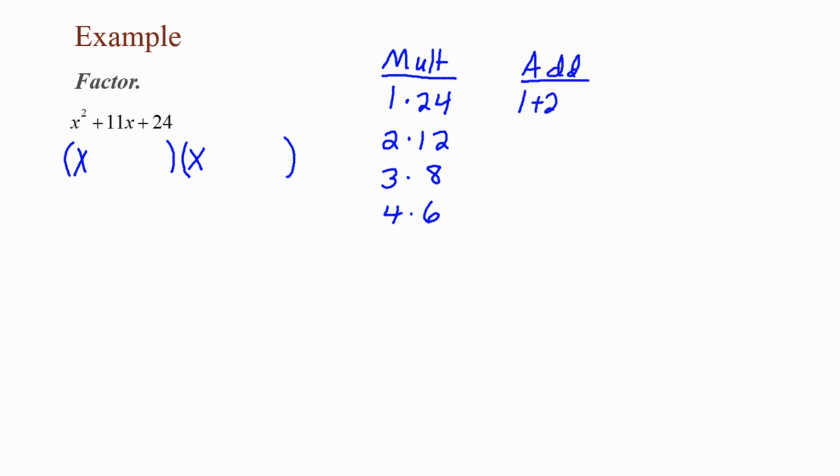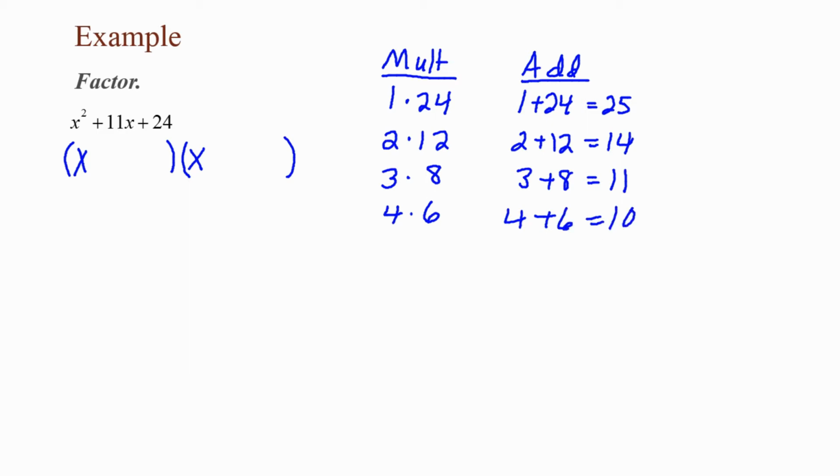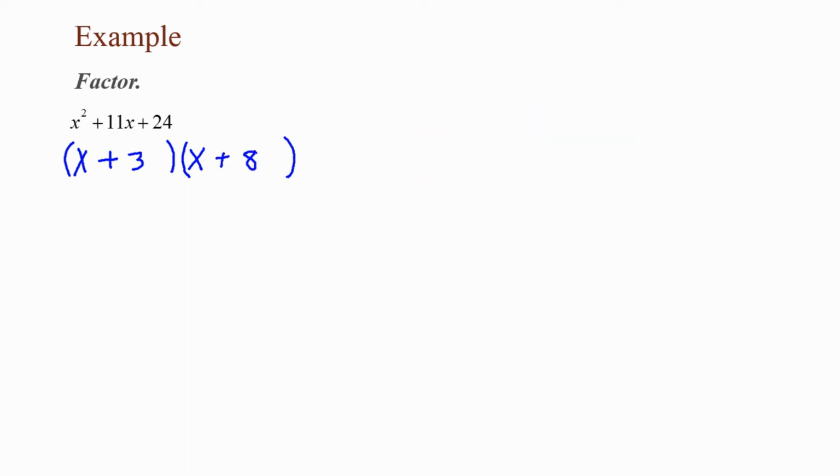1 plus 24 is 25. 2 plus 12 is 14. 3 plus 8 is 11. And 4 plus 6 is 10. So the only two numbers that multiply to be 24 and add to be 11 are 3 and 8. To write them as our answer, since the 3 is positive, I put plus 3. Since the 8 is positive, plus 8. So my answer is (x plus 3)(x plus 8).